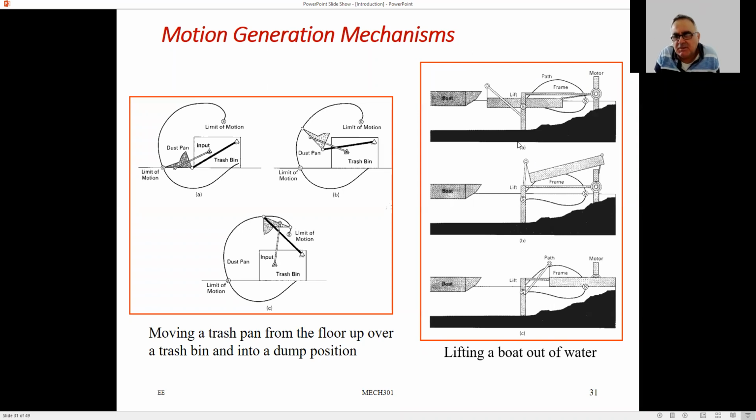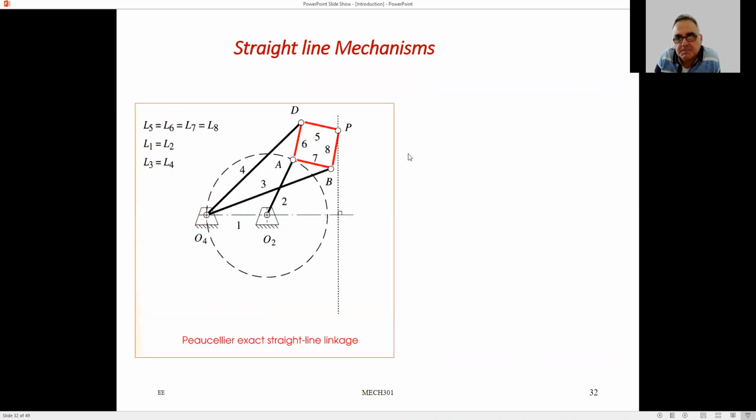And this is a boat in the water. Again, a 4-bar mechanism takes the boat and lifts it out of the water with the help of this 4-bar mechanism. Straight line mechanisms.